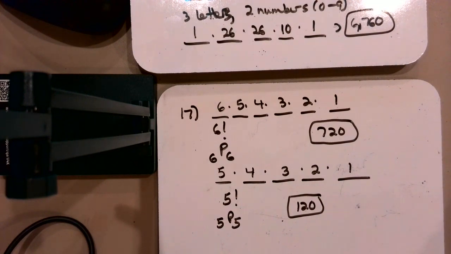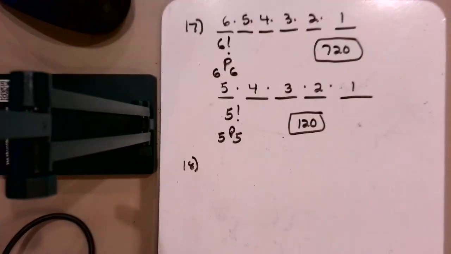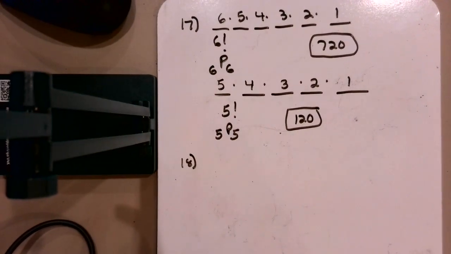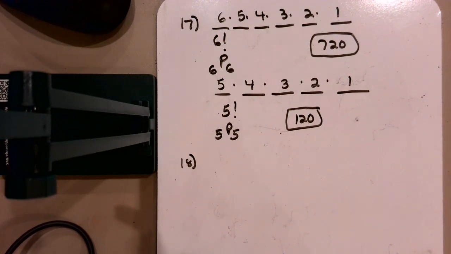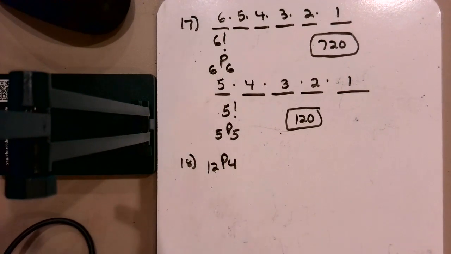Number 18. Says, in a committee of 12 members, how many different ways can the president, vice president, secretary, and treasurer be chosen? So order matters. You have 12 people. You're choosing for 4 offices. Order matters because they're different offices. So that's 12P4. If you have from 12 people, you're choosing 4 for different offices. And so if we calculate that, we're going to get 11,880.